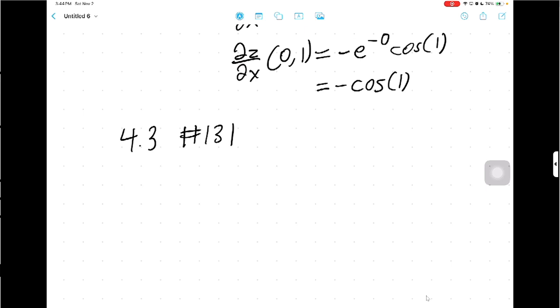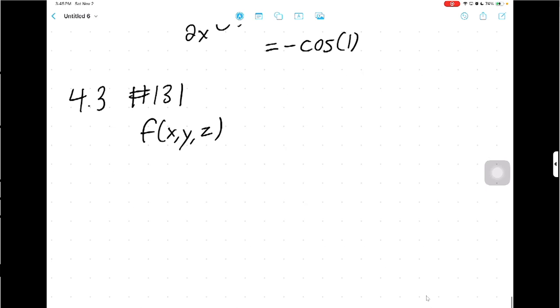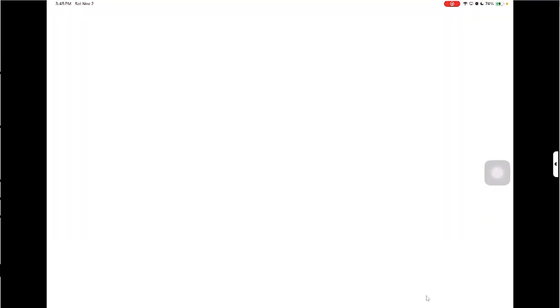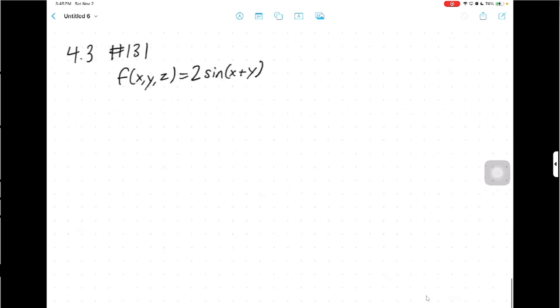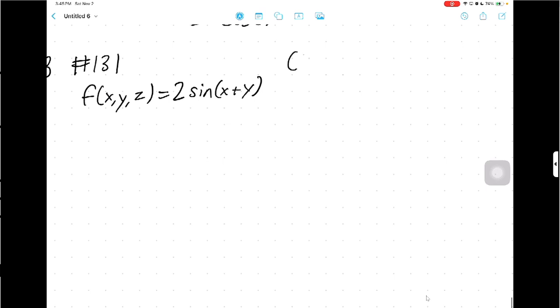$131. Here, it gives us a function f of x, y, z is equal to 2 sine of x plus y, and it asks us to calculate the partial derivatives at the point (0, pi over 2, negative 4).